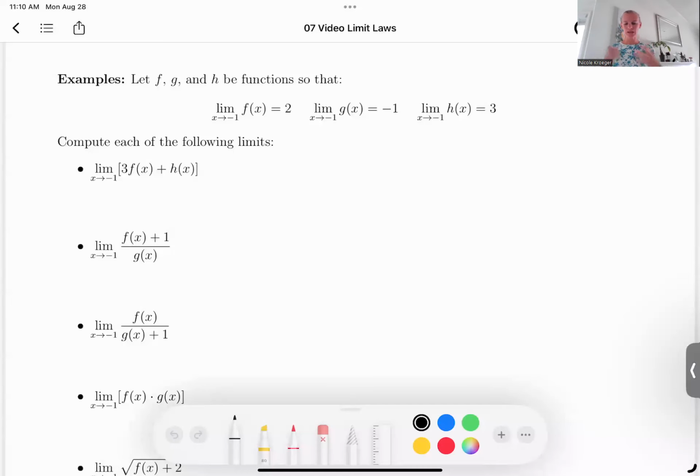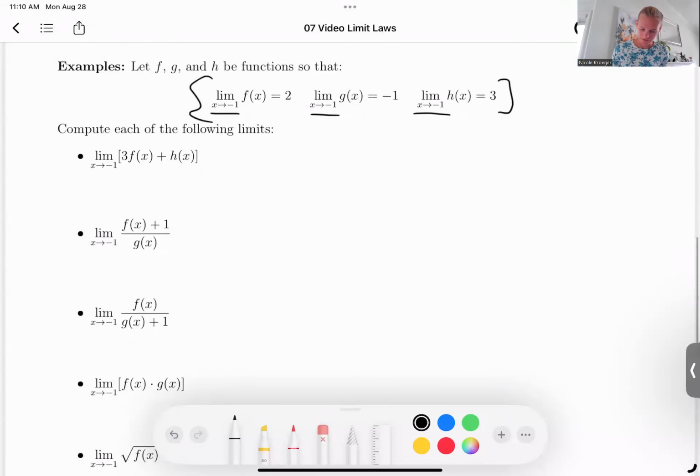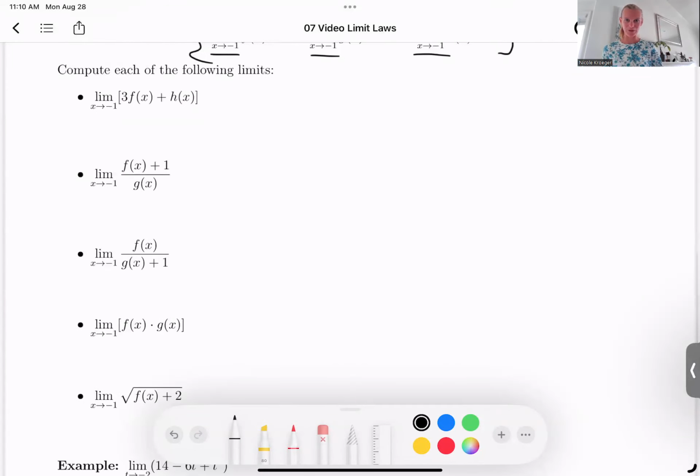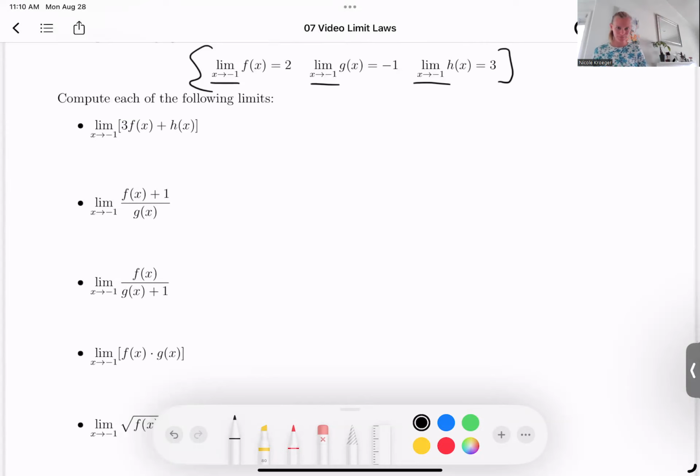Okay, so in this problem, we've got three functions, f, g, and h. We know something about their limits up here. And now we're going to use limit laws to compute some other things. We notice that x is approaching -1 in each of these. So all of these examples have x approaching -1. Otherwise, we're not going to know what to do.